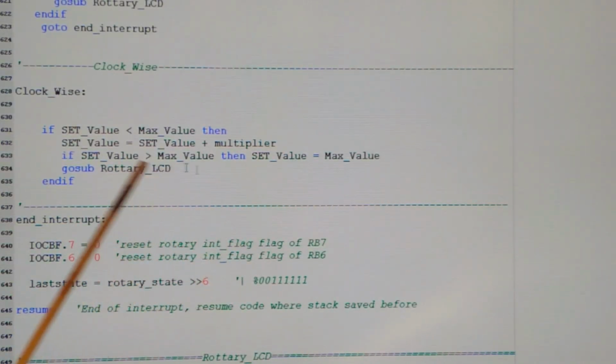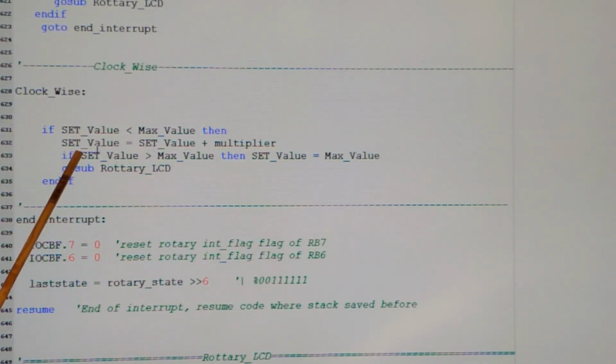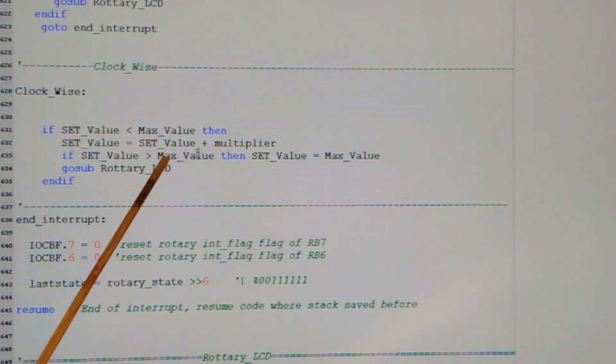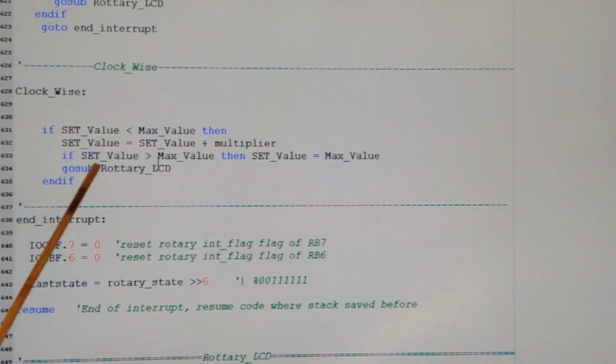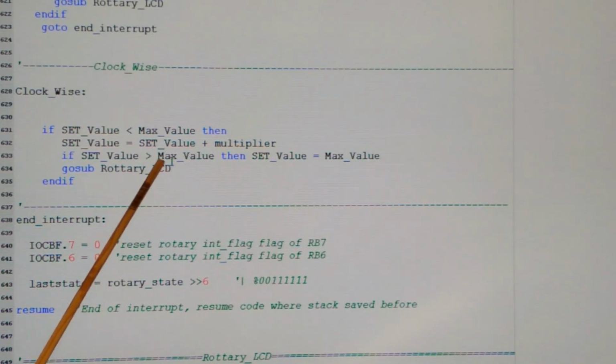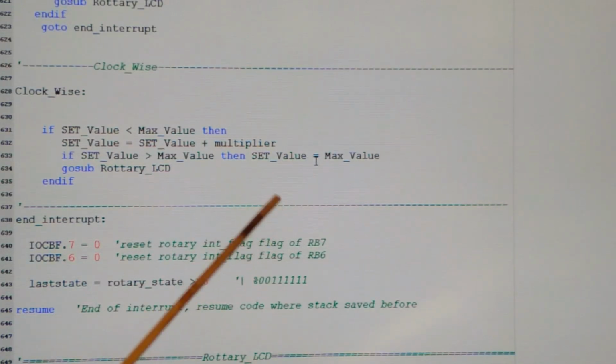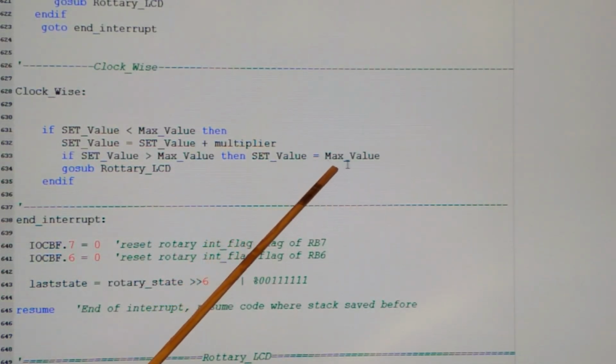So the set value plus the multiplier. If the value is larger than the max value, which at the beginning of the code I've set as a max number, then the set value will have to equal the max value. Make the set value equal to the max value.